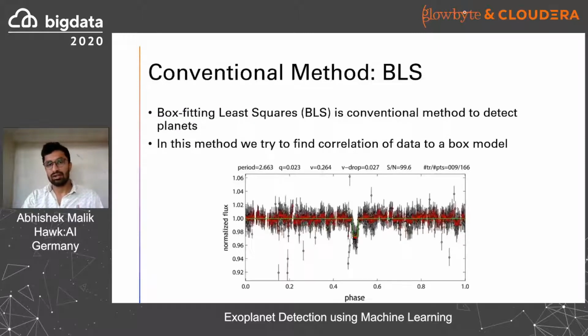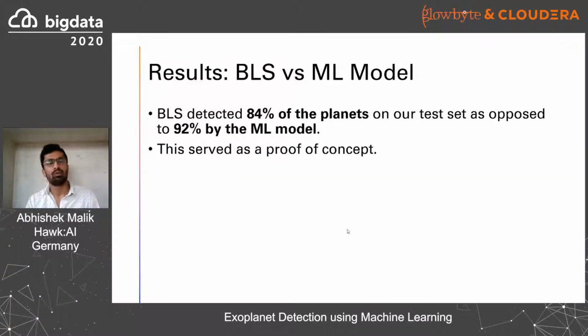And maybe it's a good idea to move away from fixed ways like this, where we have to fit a box function every single time. Machine learning can be a smarter way to do the same thing. And maybe with this we will find out more planets that we could not find before using the BLS method we discussed.